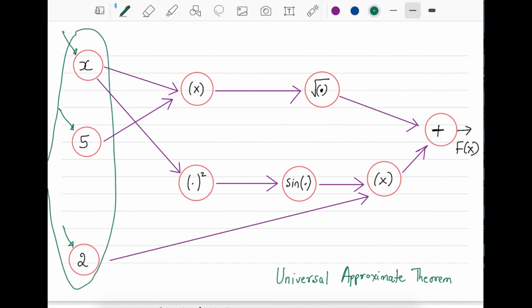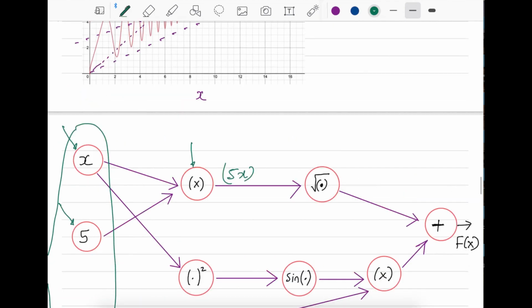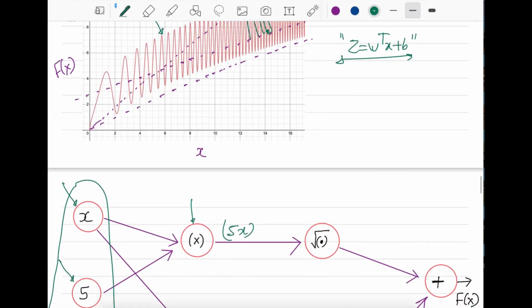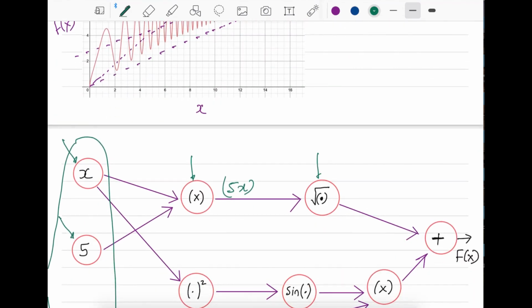Now I am multiplying x with 5 to get a, so this is a node which is multiplying these two inputs together and giving you a value of 5x. Why do we need 5x? Because we have 5x as one of the components of this equation, and then it has to be square rooted. So let's pass this through a hidden node which implements a square root function. So here we will get the square root of 5x.